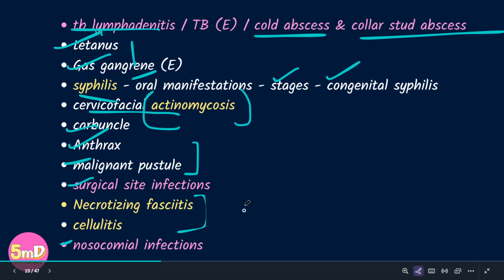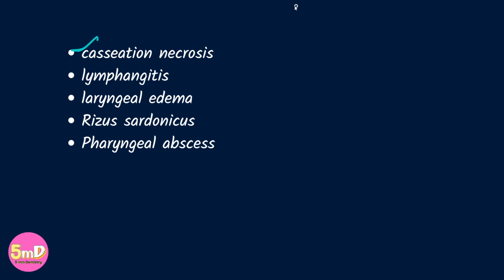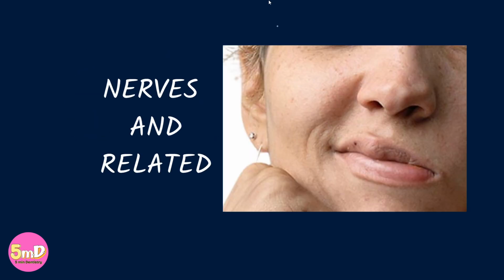Necrotizing fasciitis, cellulitis, both have been asked. Caseation necrosis, classic in TB. You should also know other conditions where caseation necrosis is seen. And lymphangitis, laryngeal edema. You should know the causes of laryngeal edema. Infection is one of the causes for laryngeal edema. Risus sardonicus is a feature in tetanus. Pharyngeal abscess.